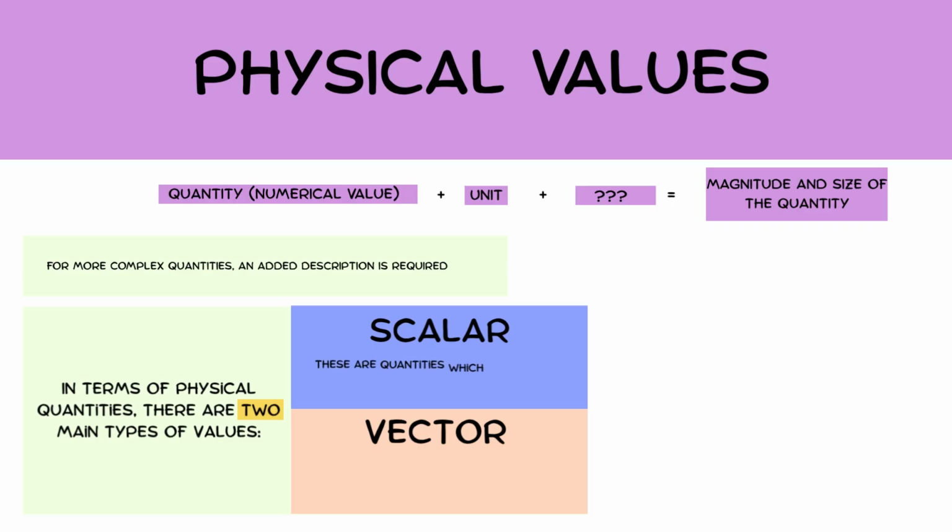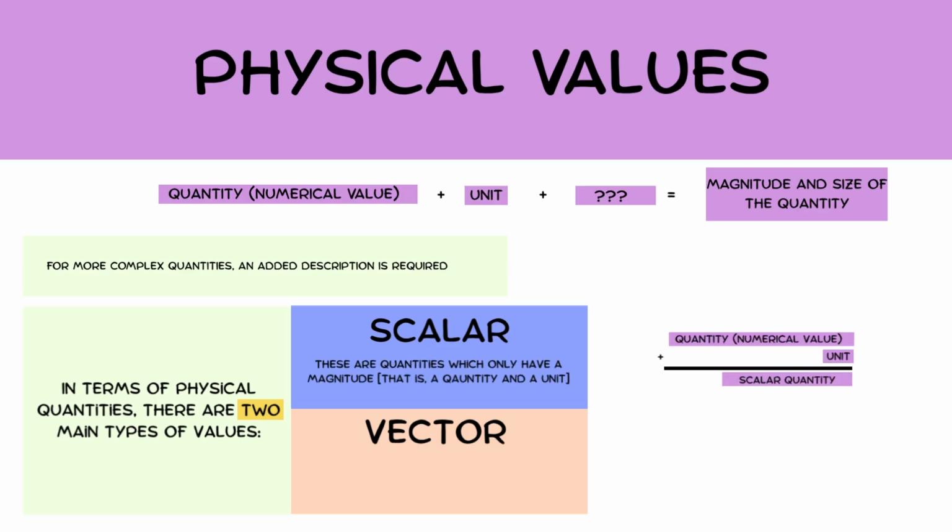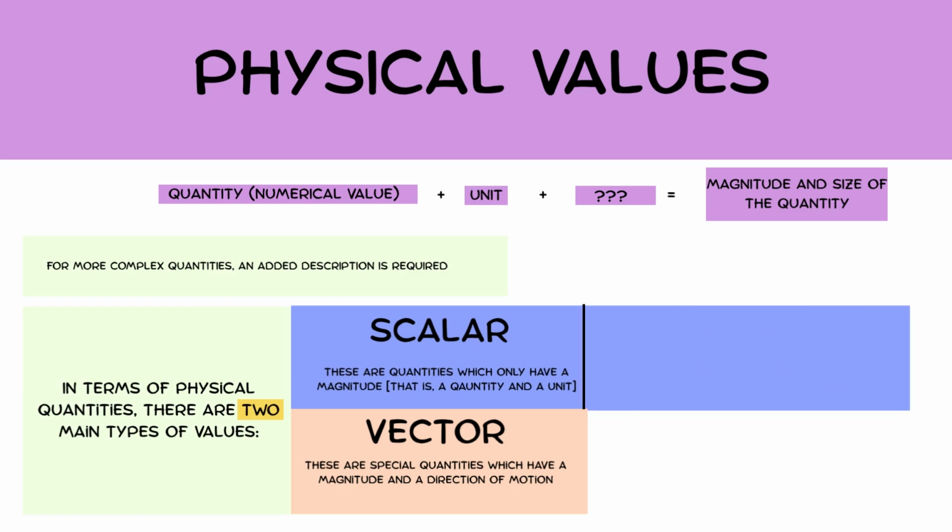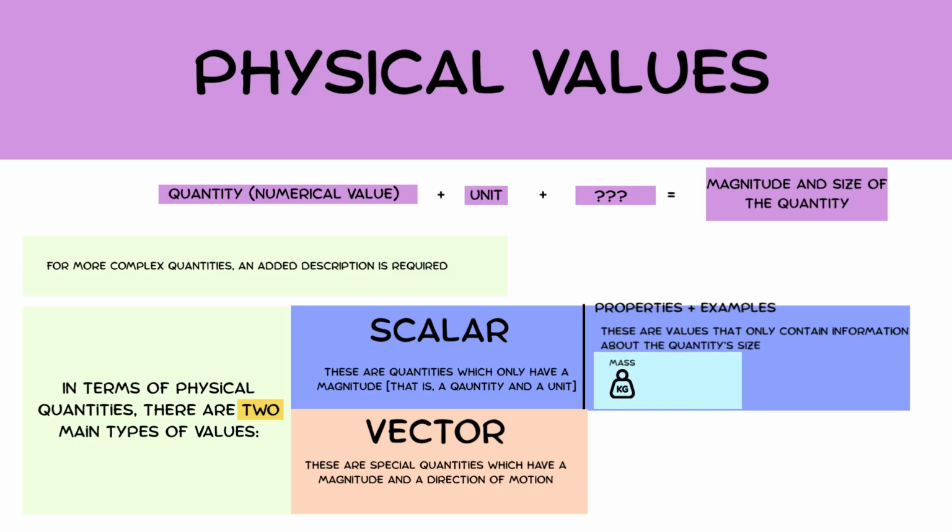Scalar quantities are values which only have a magnitude, while vector quantities are those with both magnitude and direction of motion. For starters, scalar quantities are values that only provide information about their size. For example, mass is a scalar quantity as it only tells us how much matter there is in a body. Other types of scalar quantities may include the following.